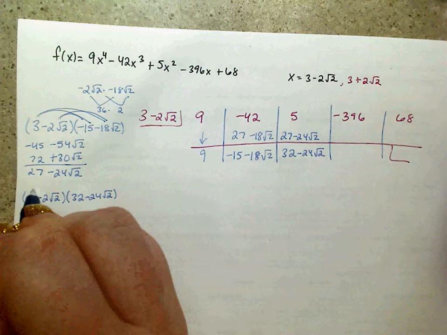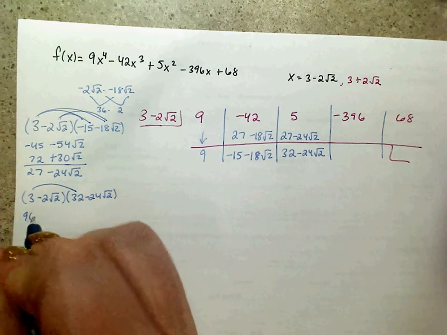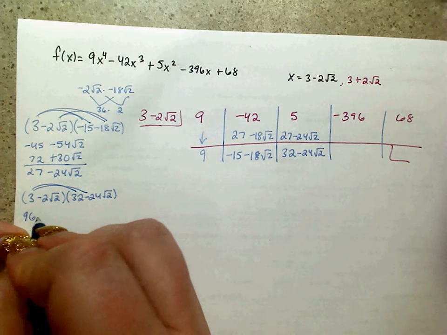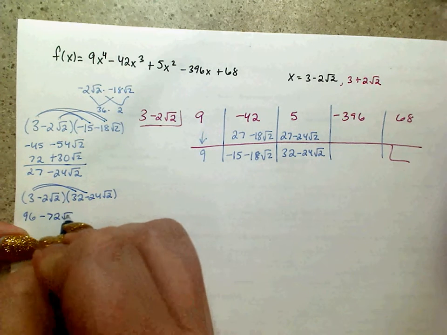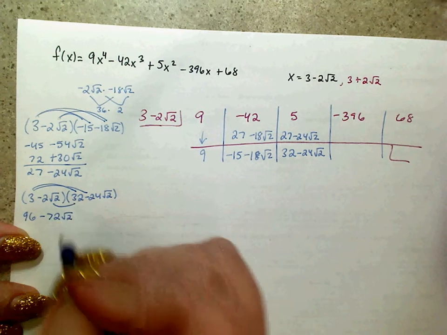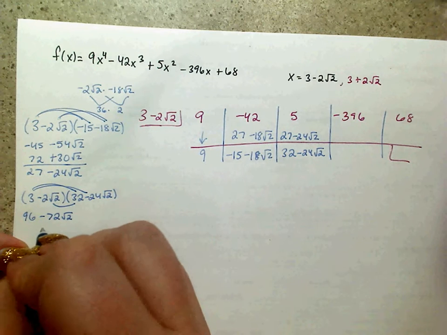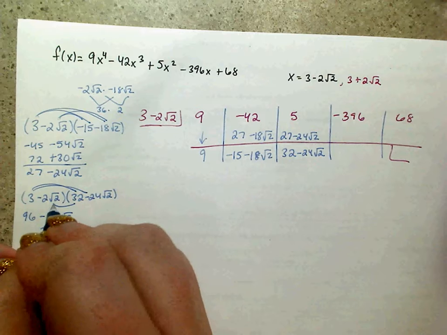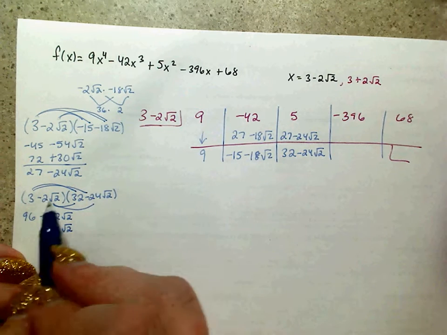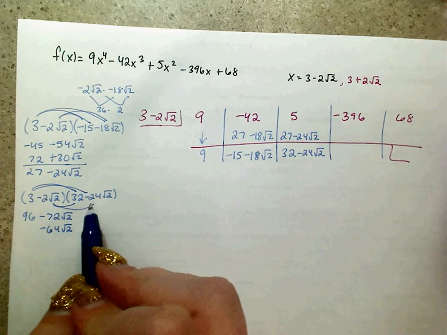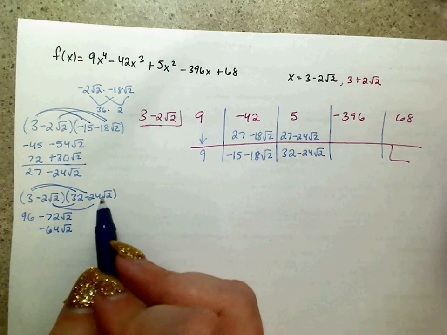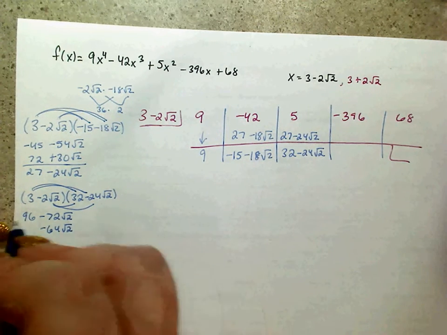We multiply 3 times 32 and get 96. 3 times negative 24 is negative 72 root 2. Negative 2 root 2 times 32 is a negative 64 root 2. And negative 2 root 2 times negative 24 root 2. Negative 2 times negative 24 is 48, and then times 2, because square root of 2 times square root of 2 is 2. So 48 times 2 is another 96.